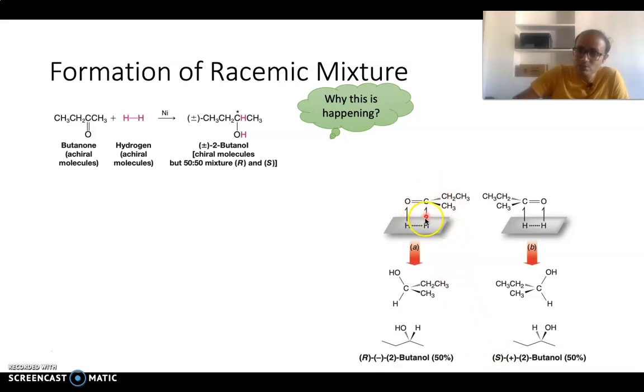Now, whenever you have some external factor which can control this addition, that means some factor which can hinder the addition on this side of the plane of the carbonyl, then you can get a good excess of the R enantiomer. However, if you do not have any external factor which can control the addition of hydrogen at both ends of the plane, then it would definitely give rise to a racemic mixture. So that is what is happening in this particular example.